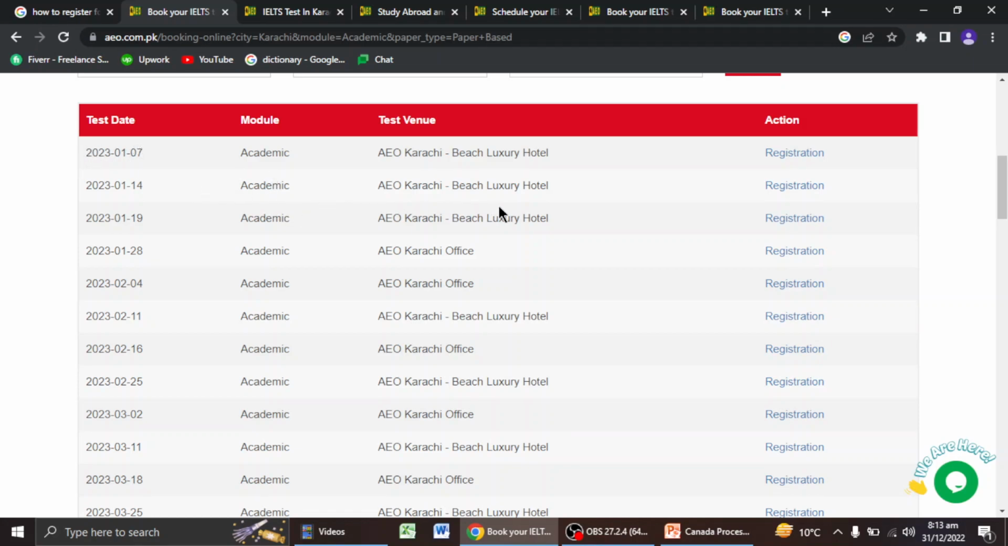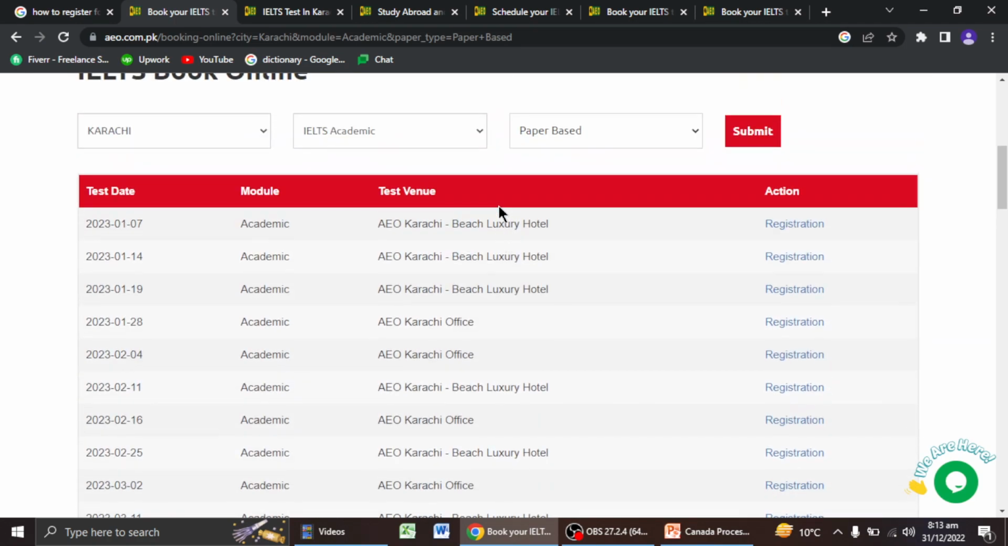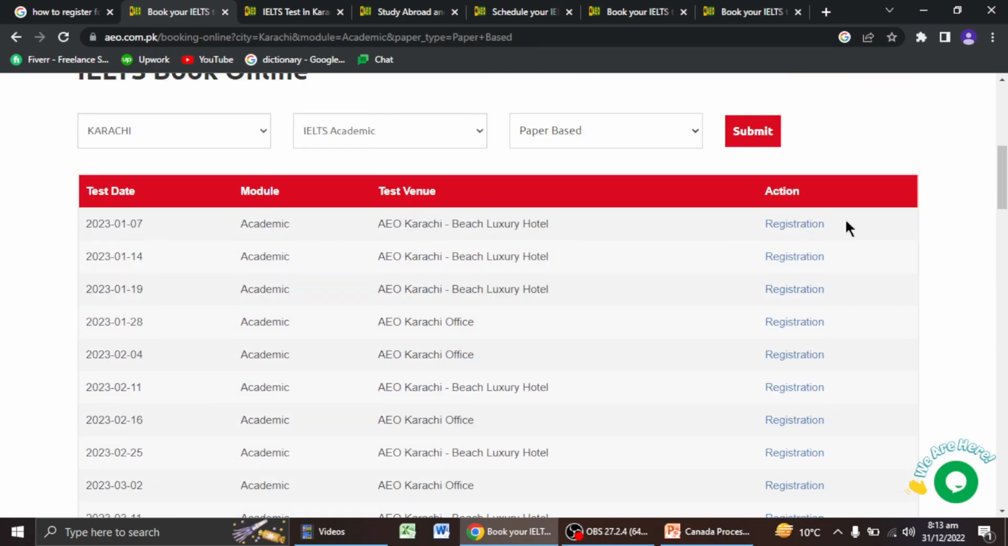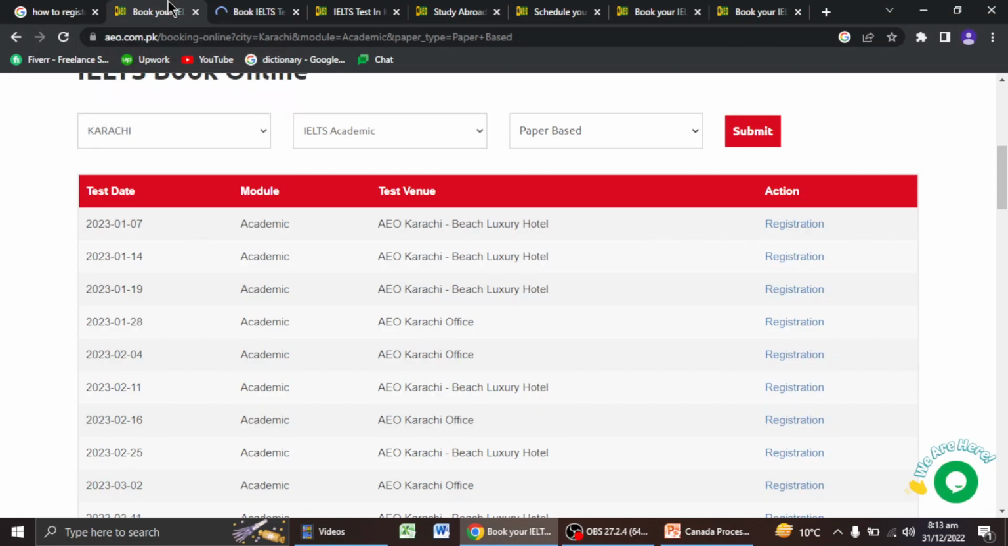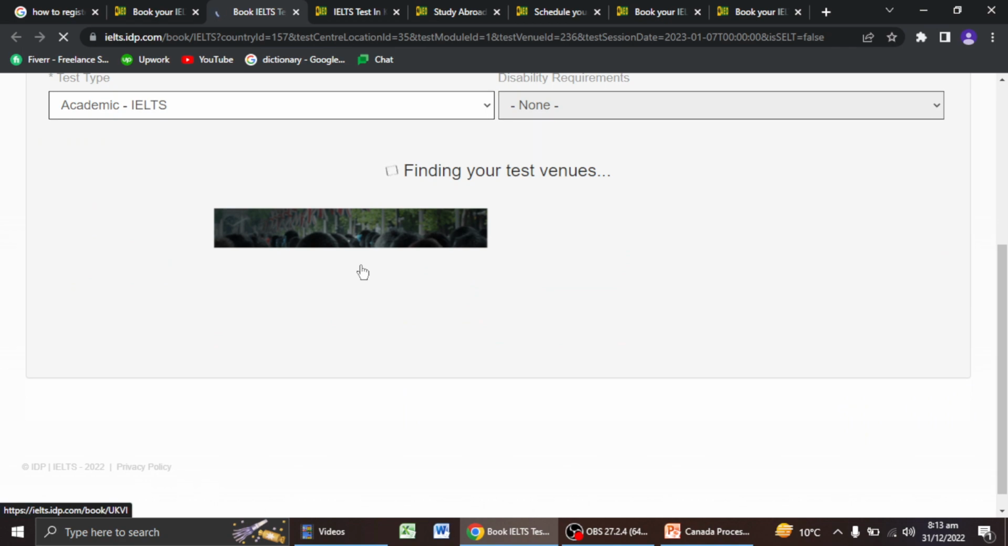Now it's not actually telling me whether this is the paper-based one or the computer-based one, but I think let's just click here in order to understand which it is. When I registered last time, I think I had it mentioned here that it's going to be a paper-based one or a computer-based one, right? Okay, so this is pretty much it.